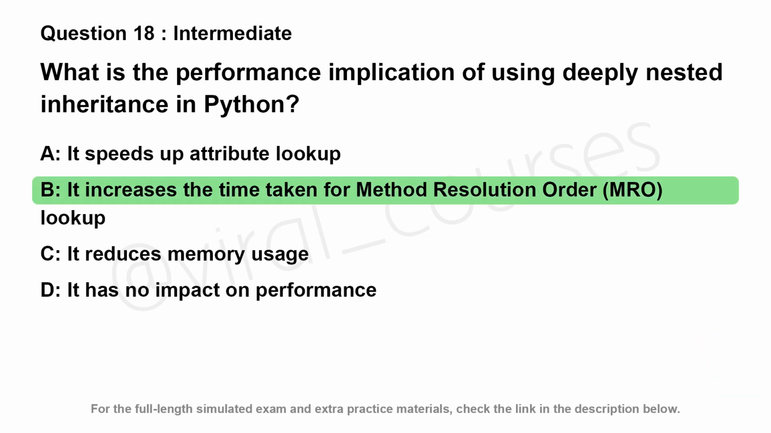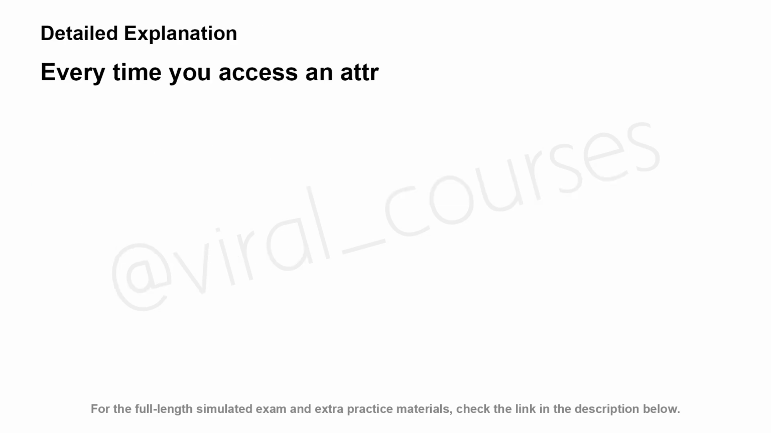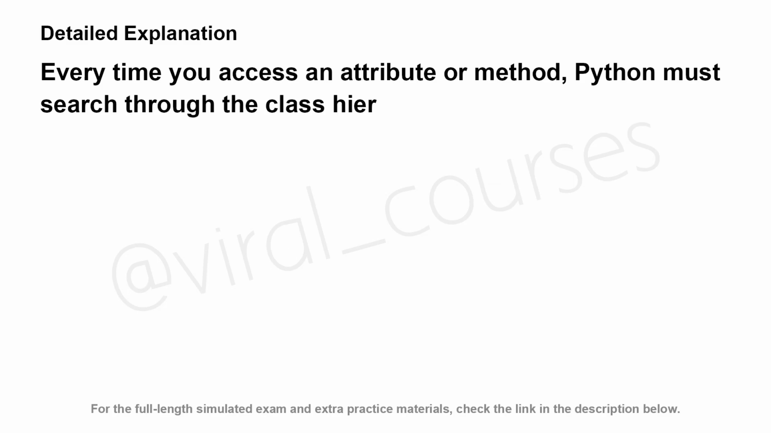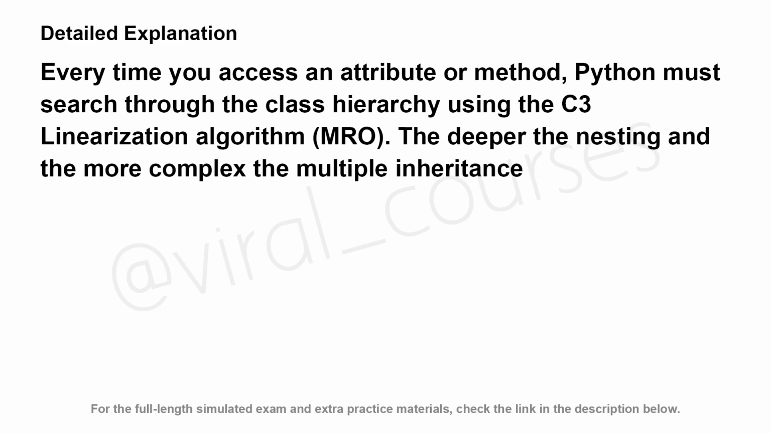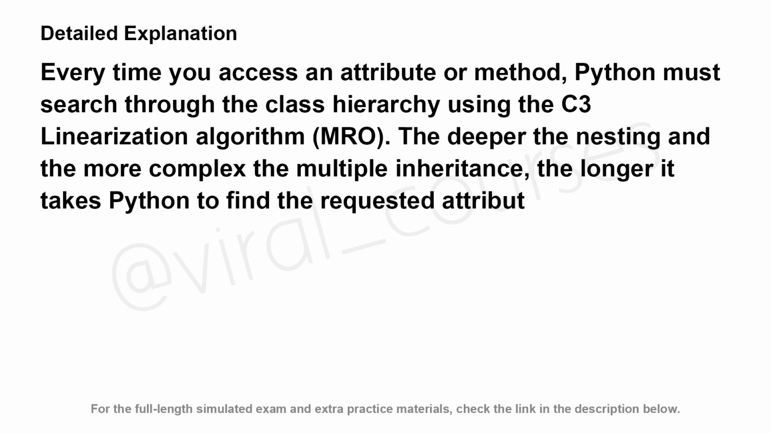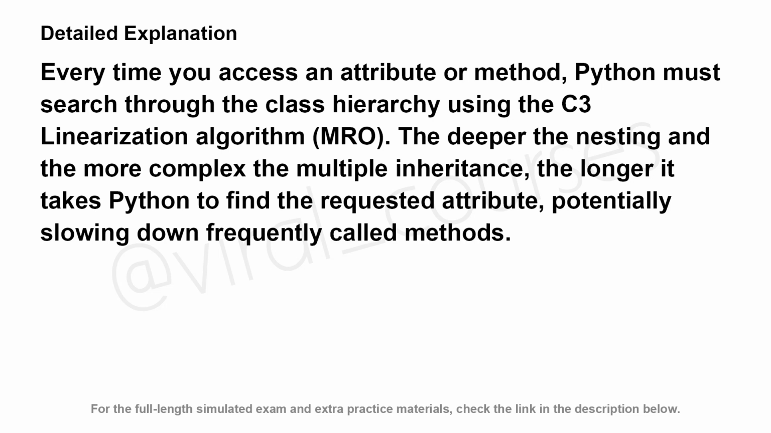The correct answer is B. Every time you access an attribute or method, Python must search through the class hierarchy using the C3 linearization algorithm (MRO). The deeper the nesting and the more complex the multiple inheritance, the longer it takes Python to find the requested attribute, potentially slowing down frequently called methods.